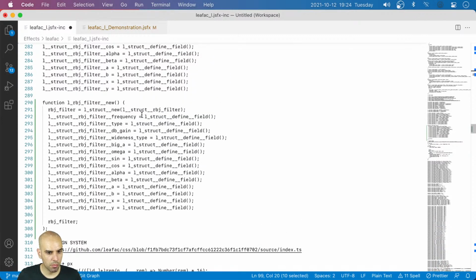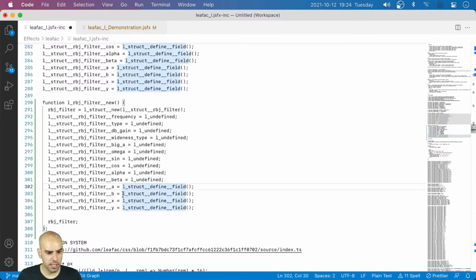And then in most of these locations here, like the frequency, I don't know. The type, I don't know. The dB gain, I don't know. The wideness type, I don't know. So most of these are going to be undefined.